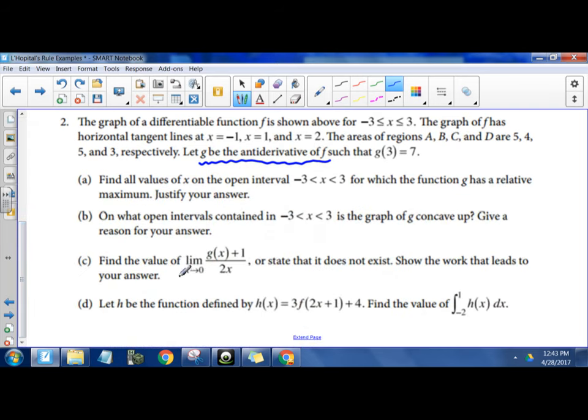Part C asks to find the value of the limit as x approaches 0 of g of 0 plus 1 over 2x. So the first thing you want to do is go ahead and try direct substitution.